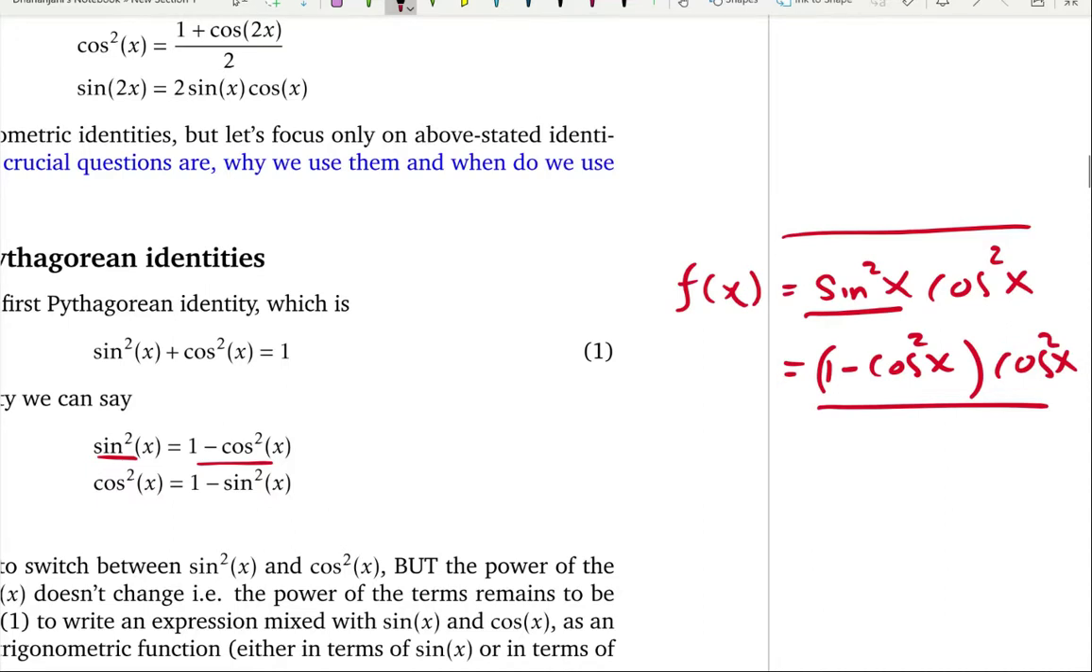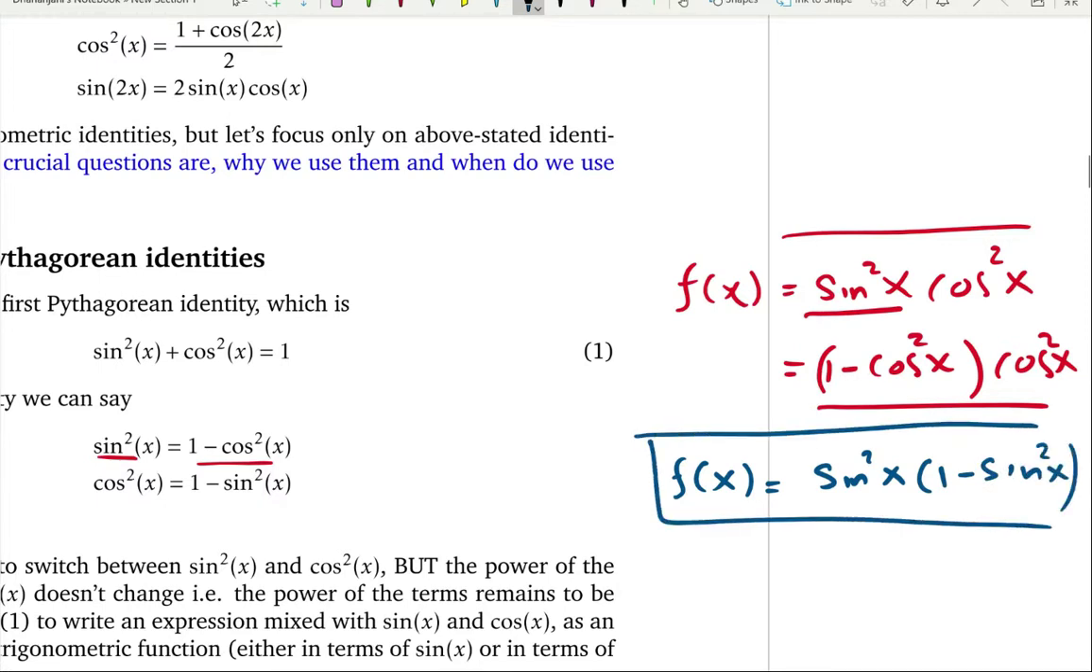Now, let's say you want to write the same function, but I don't like cosine. Let's say you want to write it in terms of sine. Well, we can keep this sine square and replace cosine square by 1 minus sine square. So that is how we use Pythagorean identity in the context of trigonometric integration. Pythagorean identity helps us to write a given function either only in terms of sine or only in terms of cosine. That's one fact.